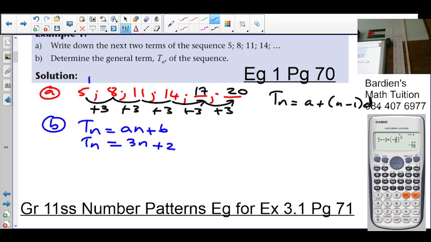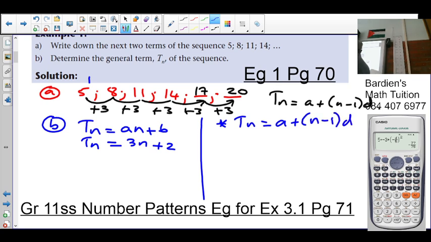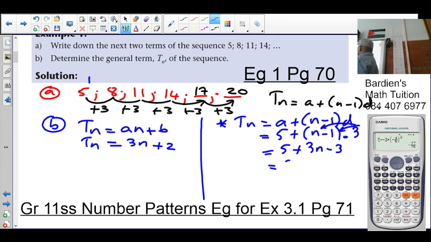But then last year we didn't do it like that. What we did was we said Tn is equal to A plus n minus 1 times d. So what is A? The first term, which is 5. So it's 5 plus n minus 1 times, and what's my common difference? 3. So multiply that in, I then get 5 plus 3n minus 3, which is 3n plus 2. And there we go, the same thing.